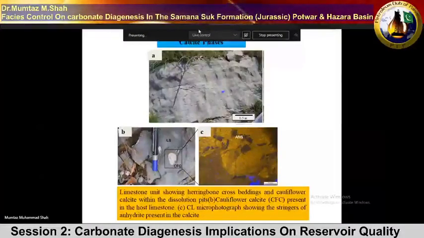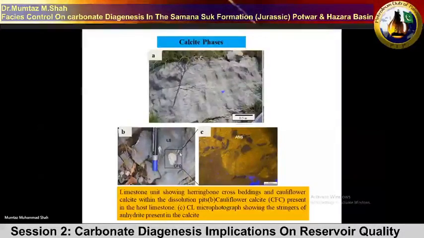We have some other characteristic features, where the cauliflower calcite, represented as CFC, is also present in these host limestones, and the CL photomicrograph basically shows stringers of anhydrite in the calcite as well.